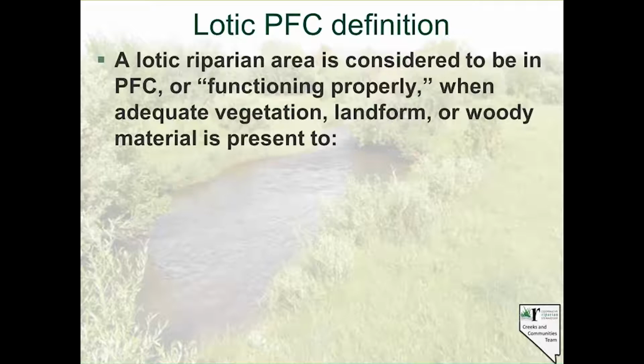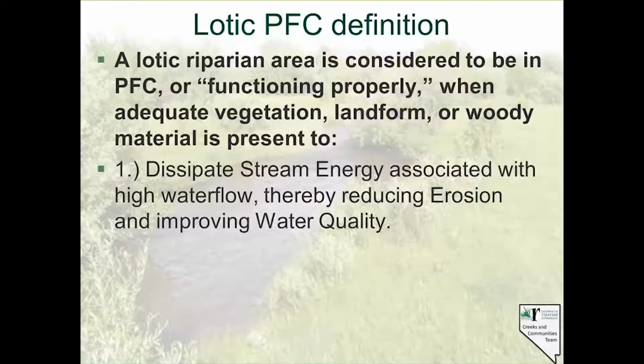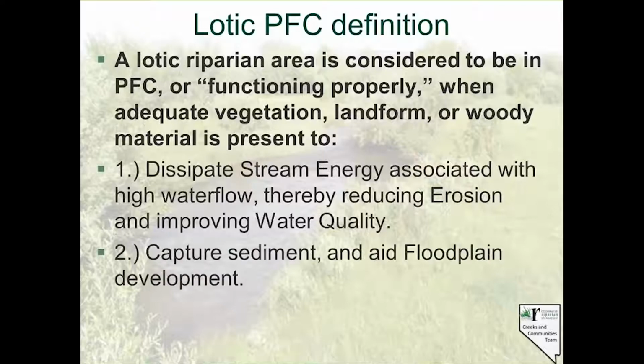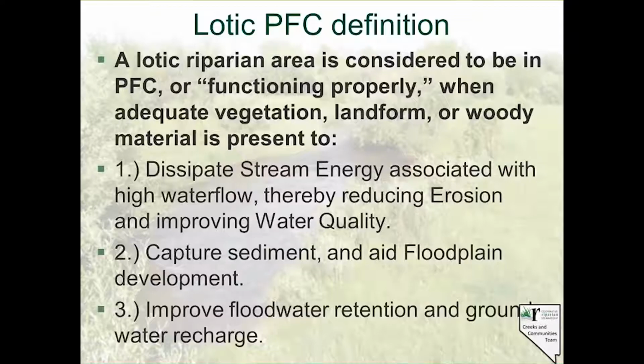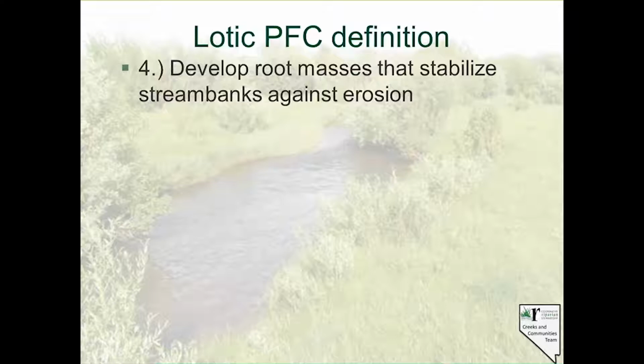So what's the definition of a lotic site at PFC? A lotic riparian area is considered to be in proper functioning condition, or functioning properly, when adequate vegetation, landform, or woody material is present to: 1, dissipate stream energy associated with high water flow, thereby reducing erosion and improving water quality; 2, capture sediment and aid floodplain development; 3, improve floodwater retention and groundwater recharge; number 4, develop root masses that stabilize stream banks against erosion; number 5, maintain channel characteristics.